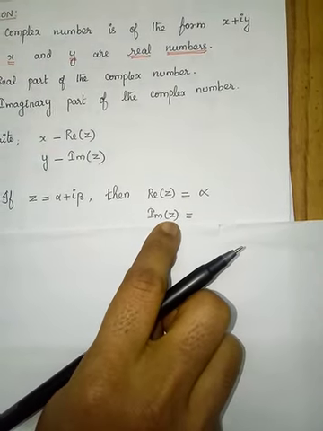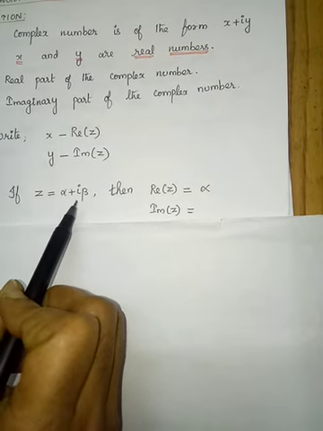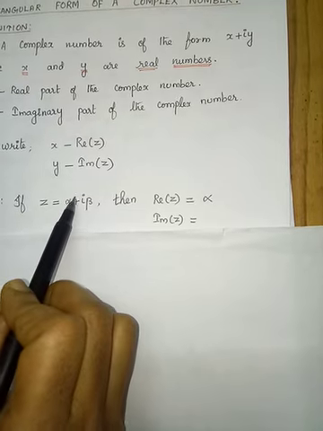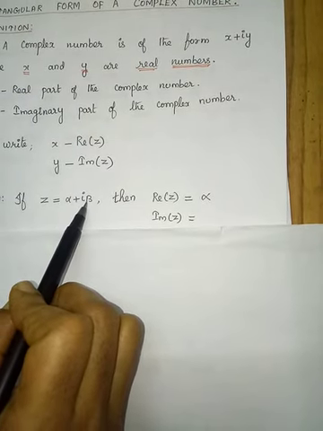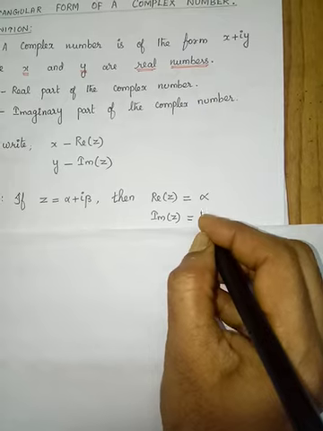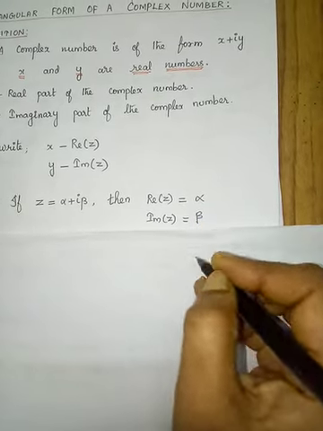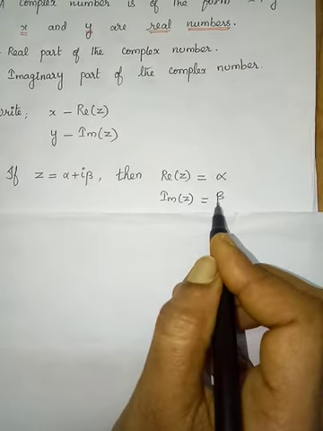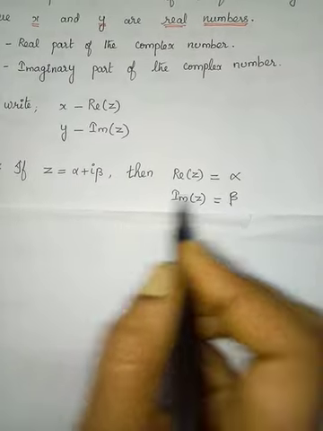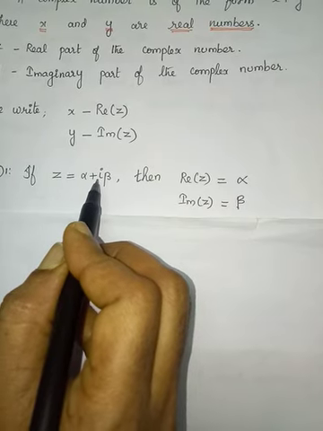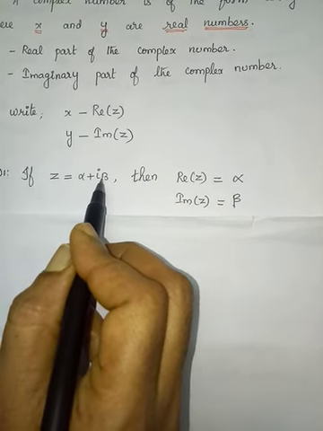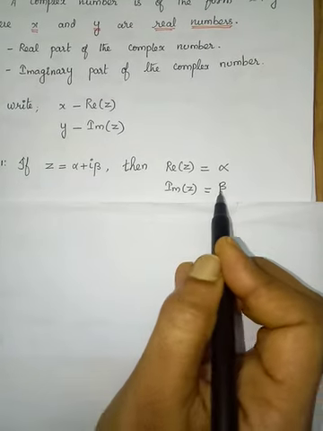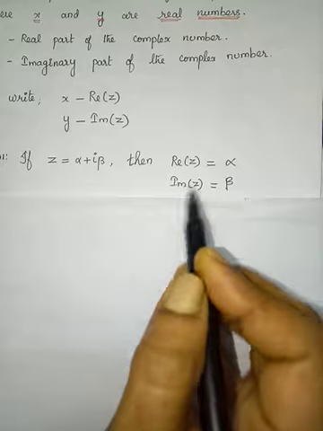And for the imaginary part of z, we have to see the term with i. So this is the term where we have i. The coefficient, that is beta alone, is called the imaginary part of z. You should not write beta i. While writing the imaginary part of z, you have to write beta alone. This beta term is joined with i, so we have to see the term having i, but you have to write only the coefficient for the imaginary part.